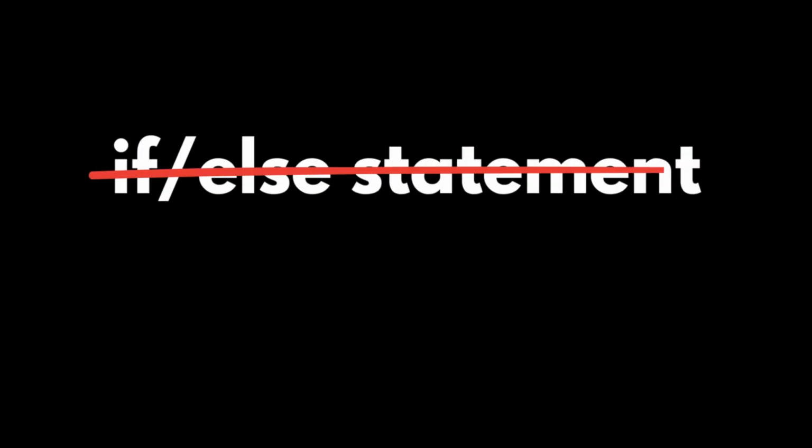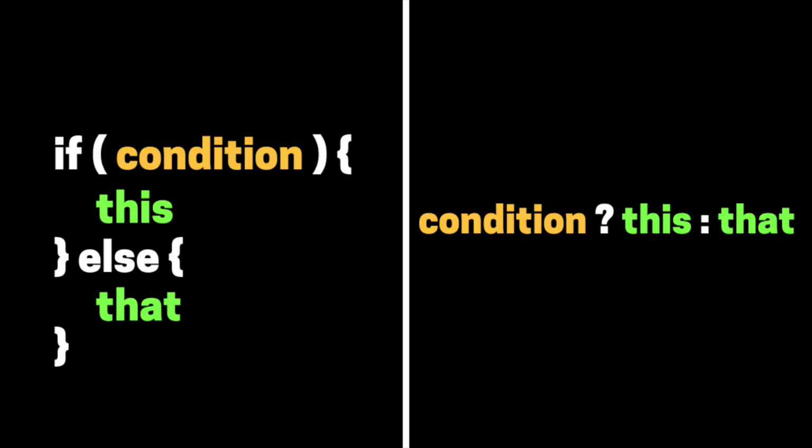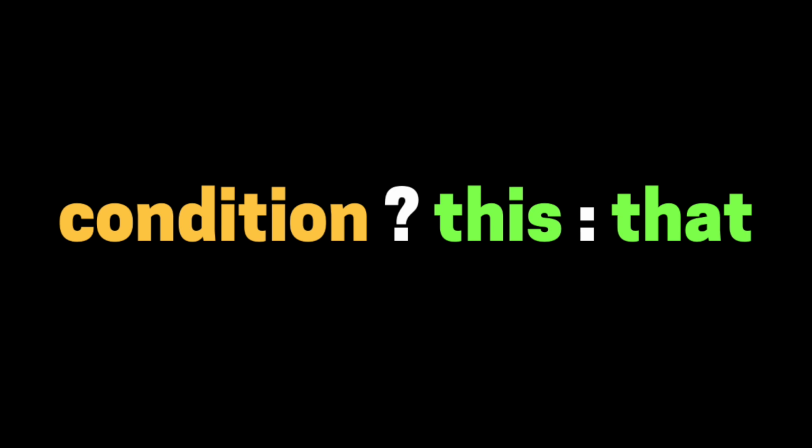We can rewrite our if-else statements into ternary operators. Here we have an if statement on the left and a ternary operator on the right. They both do the same thing. They're both saying if condition, do this, otherwise, do that. Let's walk through exactly what the ternary operator is doing.